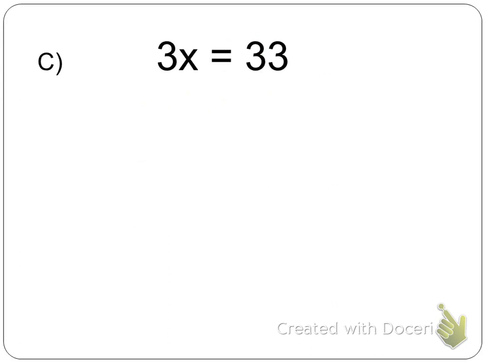All right, here's part C. So same goal, we want to get the variable isolated. Right now we're multiplying the x by 3. How do you undo multiplying? You divide. So I'm going to divide both sides by 3. On the left, you're left with 1x or just x. And then on the right, 33 divided by 3 is 11. Questions?